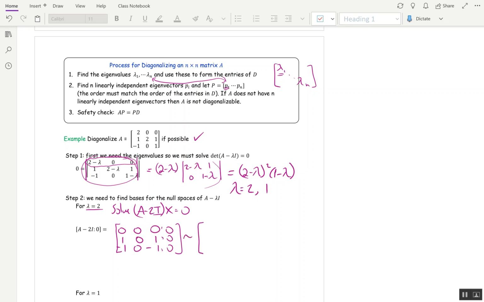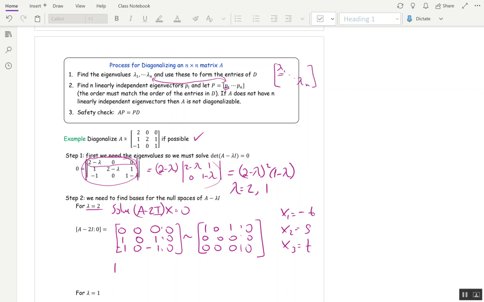Okay, and I'm going to do a couple steps at once. I'm going to kill off the third row, and I'm going to move the second row to the top. 1, 0, 1. And if I'm going too quick, pause it, make sure you can follow what I did. All right, so x3 is free. We'll call that t. x2 is also free. Let's call that s. And x1 will be negative t.